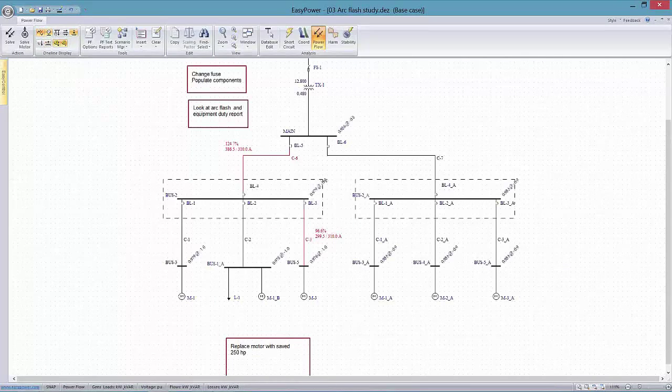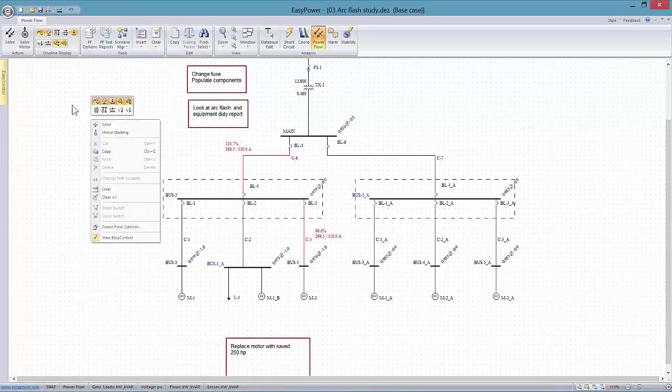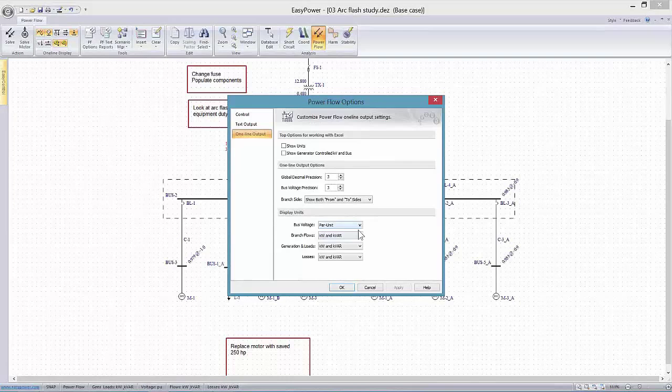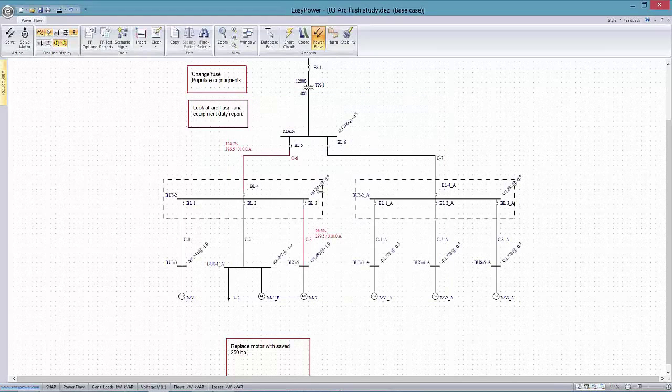Likewise, we can see what happens to the voltages. The voltage drop here doesn't look like it's out of the ordinary. We're just below 0.98. If we want to look at real actual units, we would change the per unit bus voltage to volts and apply. Now you can see we're down at 469. So that in itself may be an obvious problem for being able to put this kind of a load on this piece of switchgear.